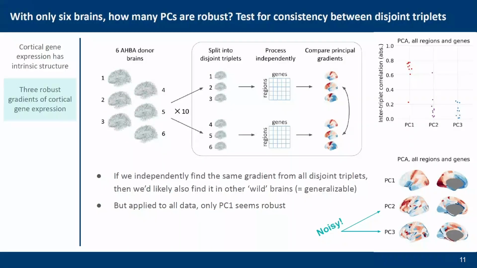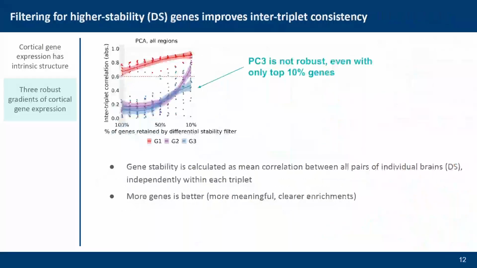So here's the results of this when we apply it to all the data. Each point here is the absolute correlation between one way of splitting the brains into triplets for the 3 components. And you can see that PC1 is pretty consistent, and PC2 and PC3 look like rubbish, which makes sense because they're so noisy. However, other studies have shown that not all the genes in the Allen Brain Atlas are equally stable. Here I've got the same data with the 3 principal components plotted on top of each other. And on the x-axis, I've instead got how many genes we're retaining after filtering the genes for just those genes that are more stable.